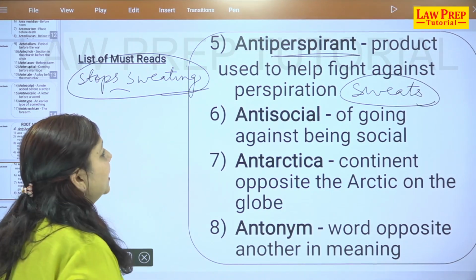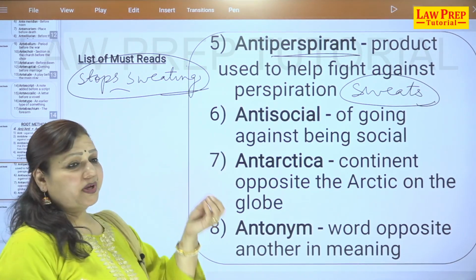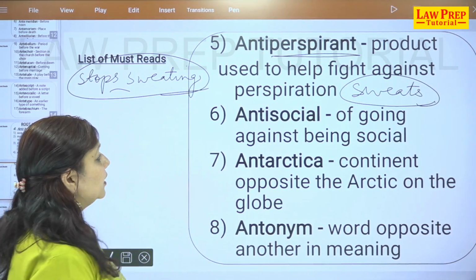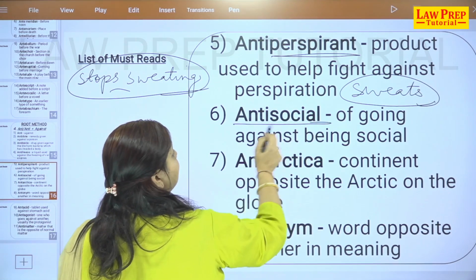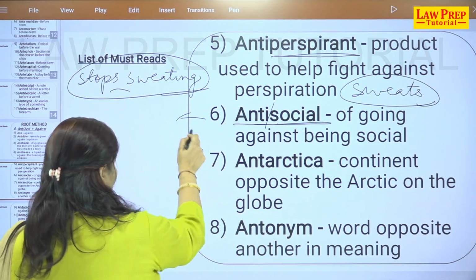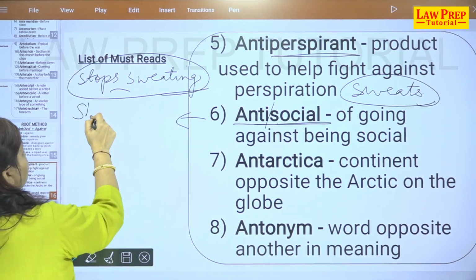Right. Don't be antisocial. Don't be reserved and coy people who are against being social. They don't mix up with people. They are very shy and coy people.